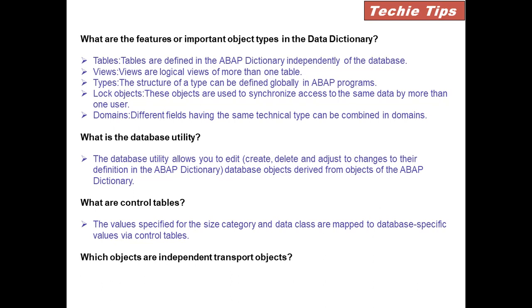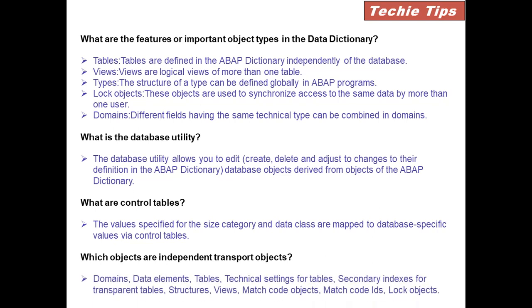Which objects are independent transport objects? Domains, data elements, tables, the technical settings of the tables, secondary indexes of transparent tables, structures, views, match objects. These are the independent transport objects.